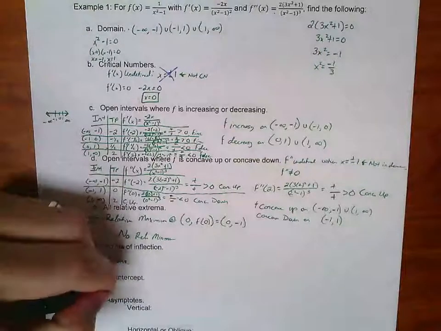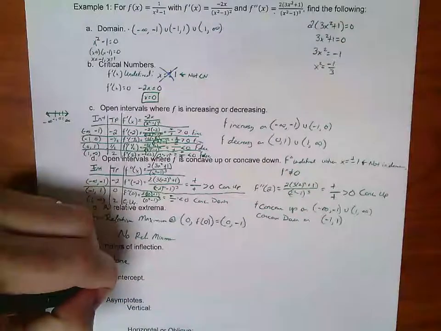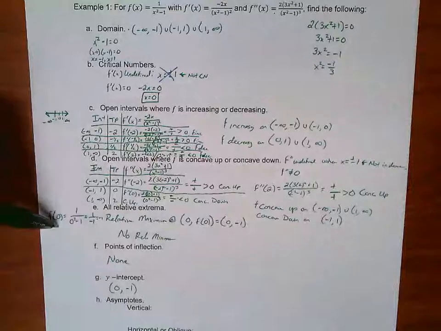Our y-intercept, so remember to find the y-intercept, you set x equal to 0 and solve for y. So in this case, our y-intercept is (0, negative 1). We've already done the work to find that.